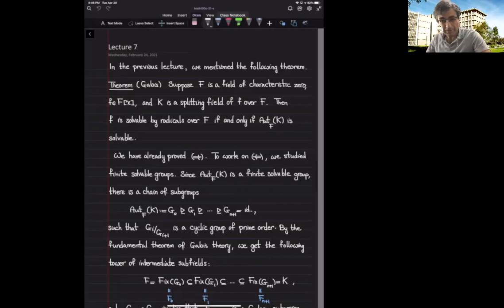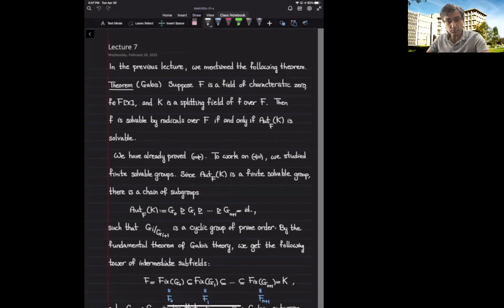Hello. In the previous lecture, we completed the proof of Galois' theorem showing that if f is solvable by radicals, then its Galois group is a solvable group, at least when the characteristic is 0. We also mentioned that this statement is actually if and only if, so the converse of this statement is also true.